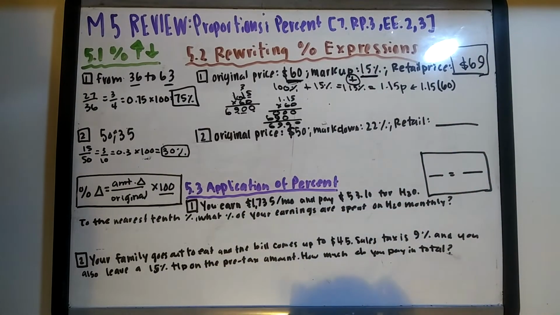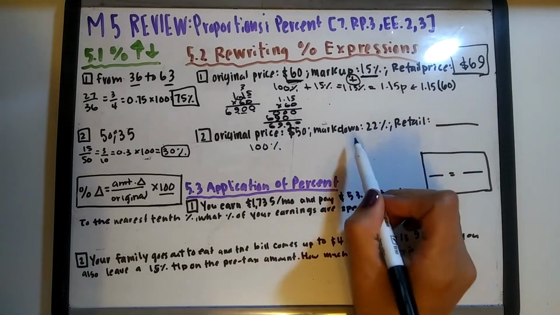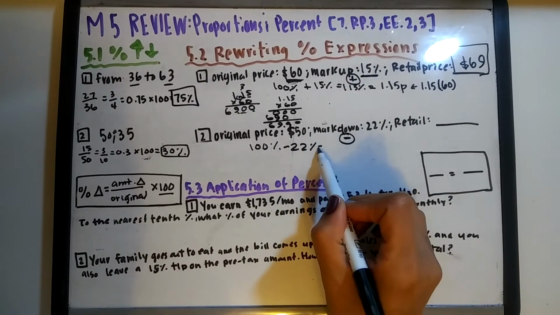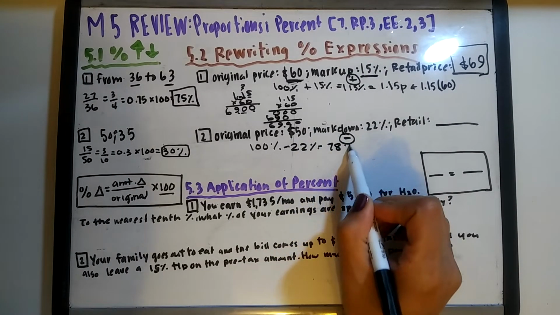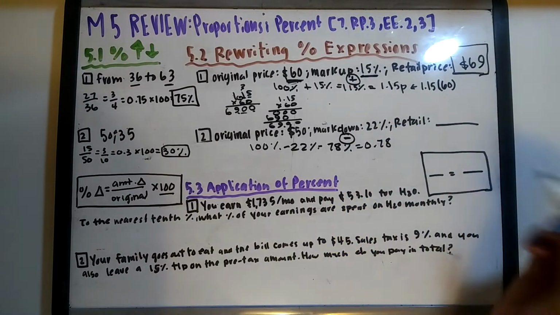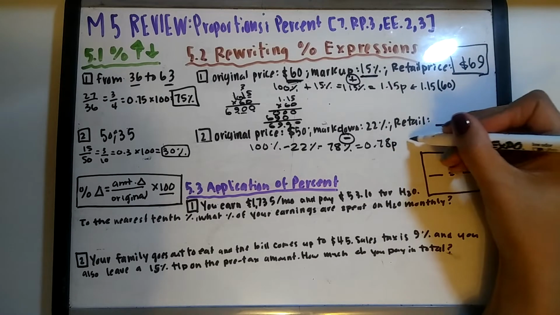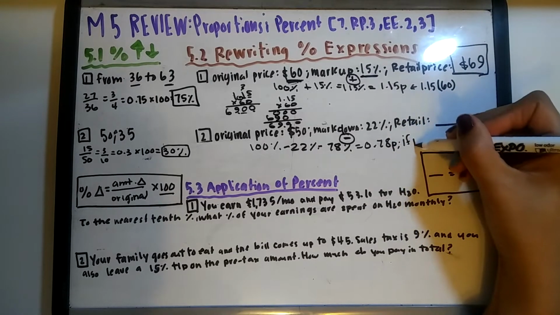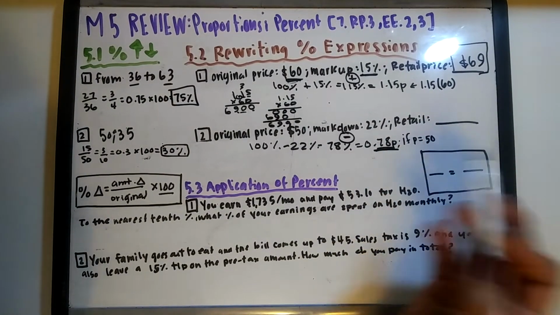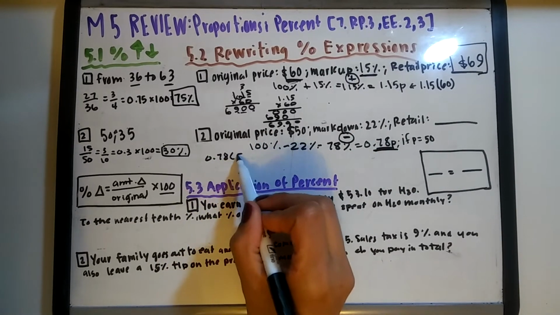Now let's look at this one. So we're going to do the same thing. 100% of my original price, right? And then markdown means minus. So minus 22% will give me 78%. So 78% in decimal form is 0.78. So I'm going to multiply 78% by the original price, which I'm going to call P. And if P equals $50, how much would that be? So I'm going to multiply this together: 0.78 times 50, right?